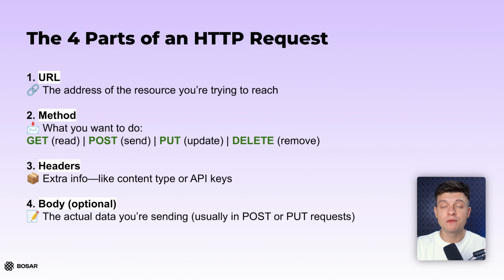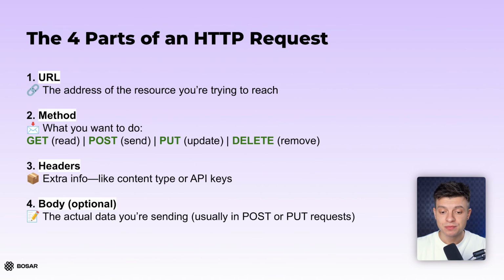Simple as that. Let's break down what actually makes up an HTTP request, because once you get this, you can talk to pretty much any API out there. First, you've got the URL. This is just the address of whatever you are trying to reach. Next is the method. This tells the API what kind of action you want to take. Get is for grabbing data. Post is for sending new data. Put is for updating something that already exists, like, for example, updating a user's profile information, like changing their email in the database. And then delete, well, that's exactly what it sounds like.